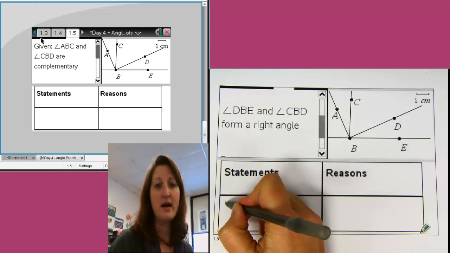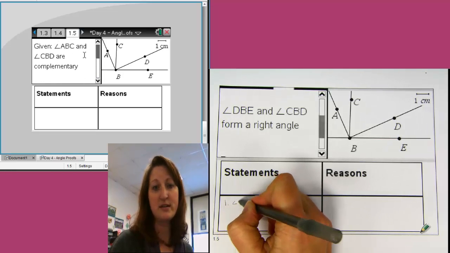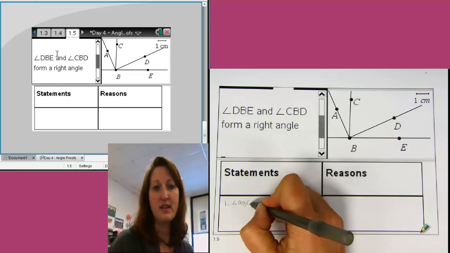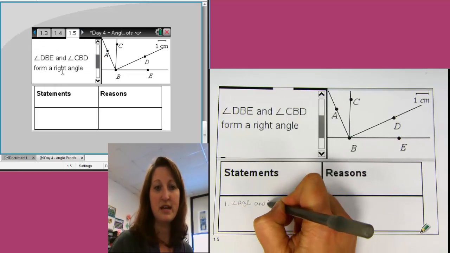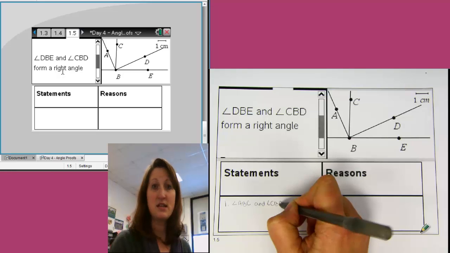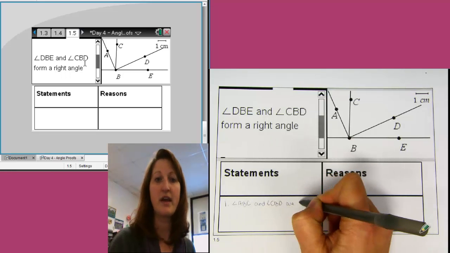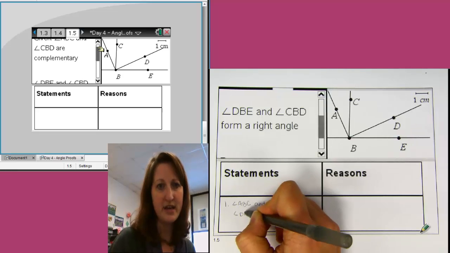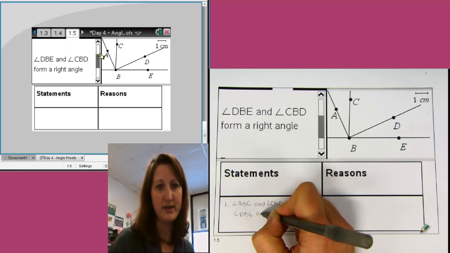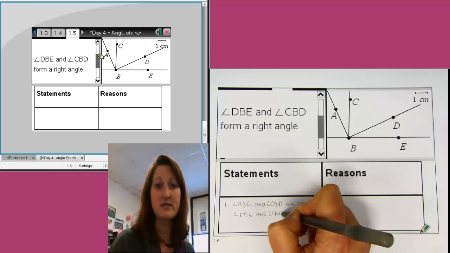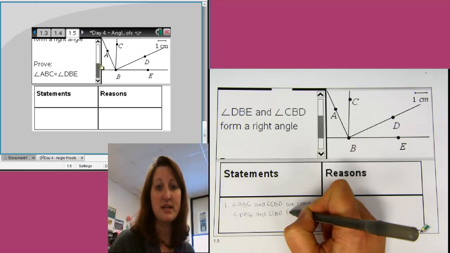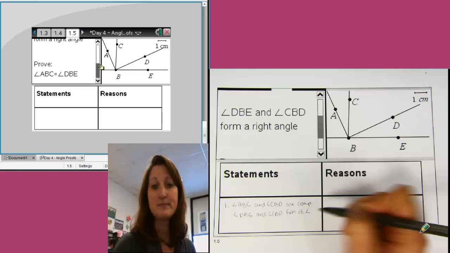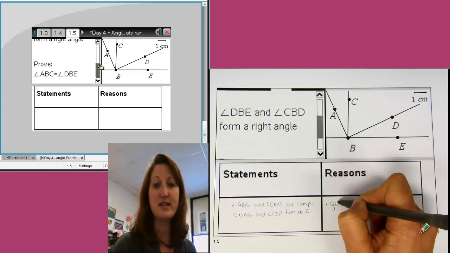So again, I'm going to start off by saying that those two angles add up to 90. Then I'll say that those two angles add up to 90. If they're both equal to 90, then they are equal to each other. And then if you notice, they both have angle CBD. So we can say angle CBD is equal to itself, subtract it from both sides, and we're left with angle ABC is equal to angle DBE. Okay, so let's see how we would write that up.